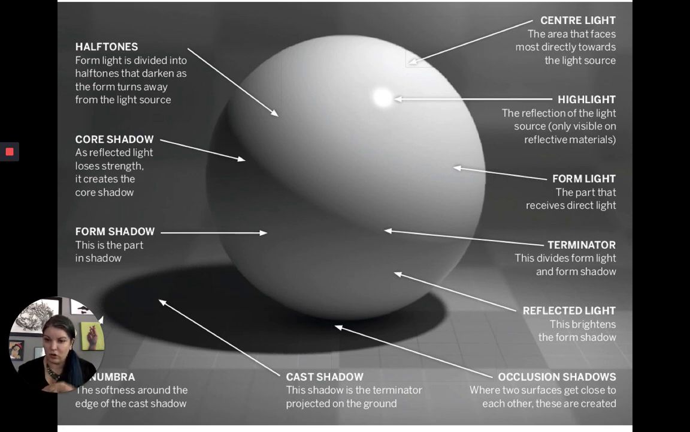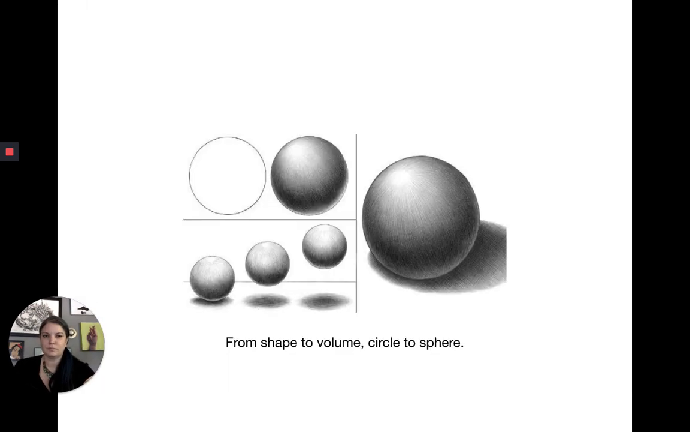That's the darkest value. And then we have the penumbra, which is the little fuzzy, lighter shadow that kind of echoes the cast shadow. Okay, so those are all the parts of the values enumerated in a drawing. Let's look at a simpler drawing.